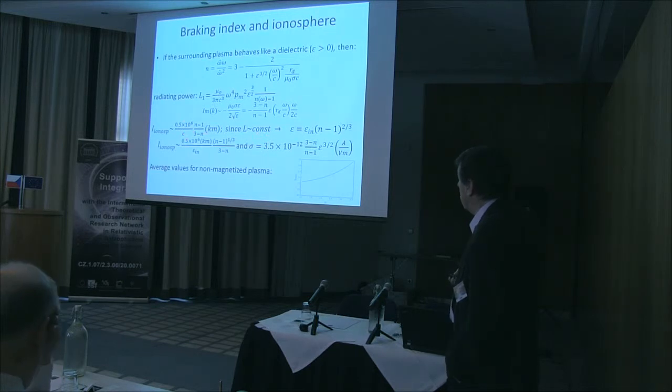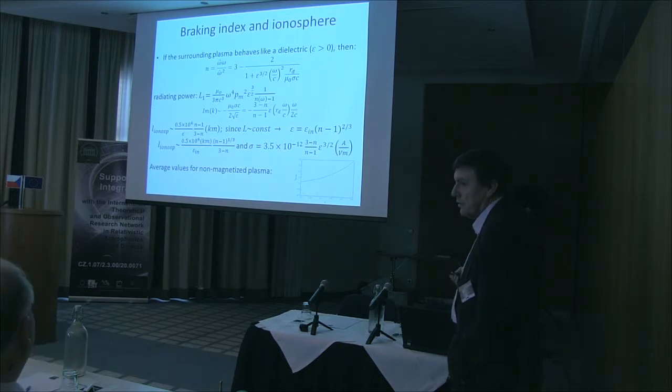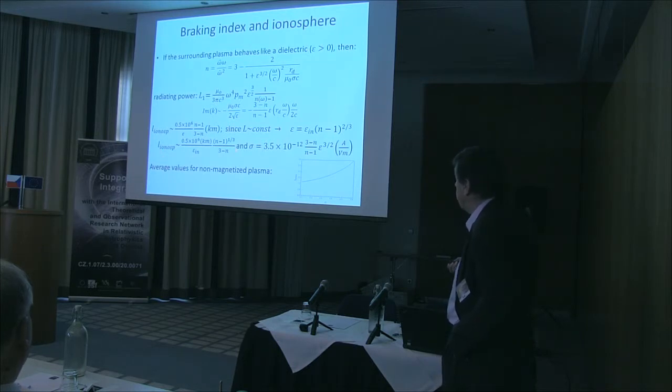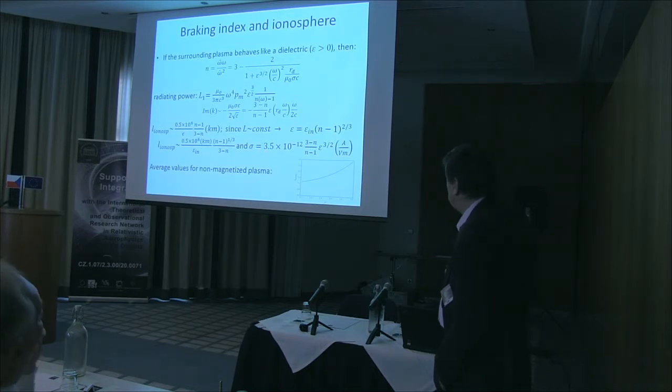You don't know what epsilon is, but if you assume that epsilon is epsilon initial times some epsilon, I don't know what epsilon is with this plasma, times n minus 1 to the 3/2. Why do you do that? Because I know that the mechanism during glitches is such that it tries to make the L constant. L does not change. And then you get for the size of the ionosphere about the radius of the sun, and sigma must be this very small number here.